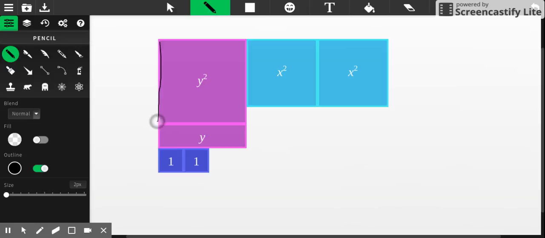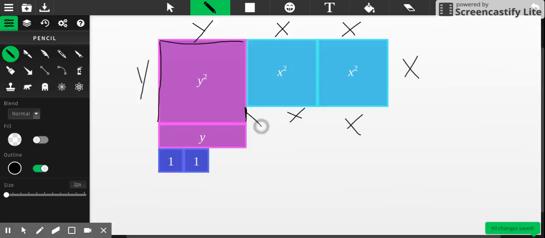So this side right here has a value of y. This side right here has a value of y. My next side has a value of x, a value of x, x, x, x. Okay, now I get to a little tricky part, and I need just this little gap right here.